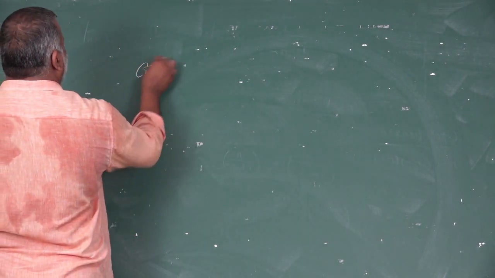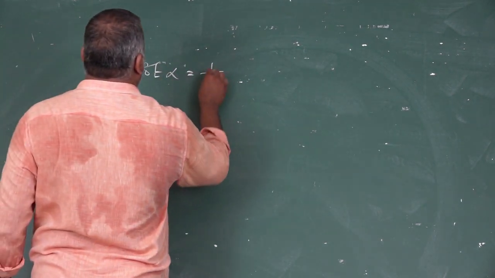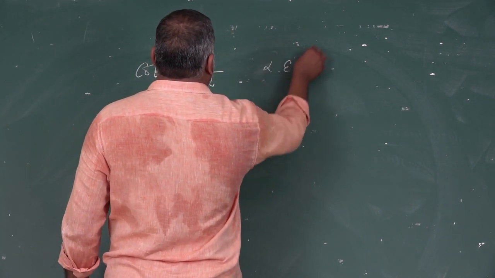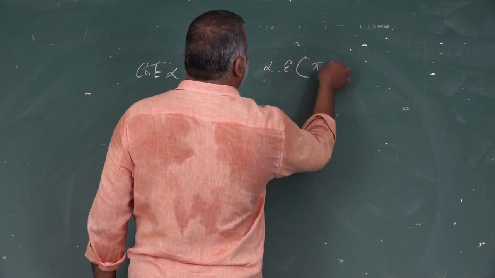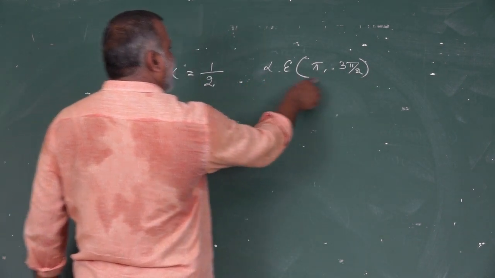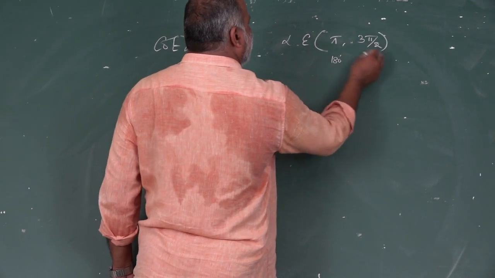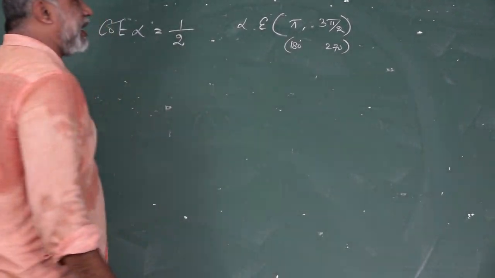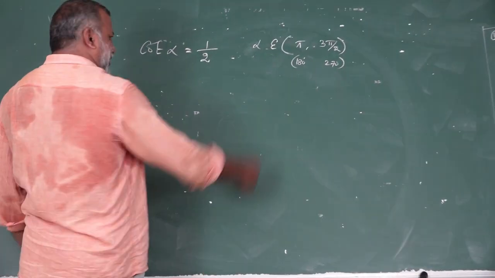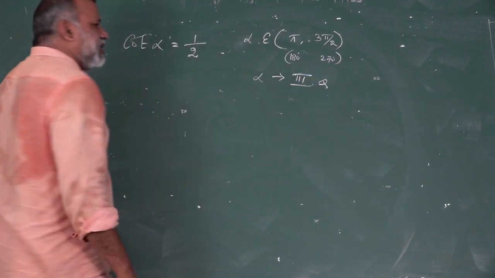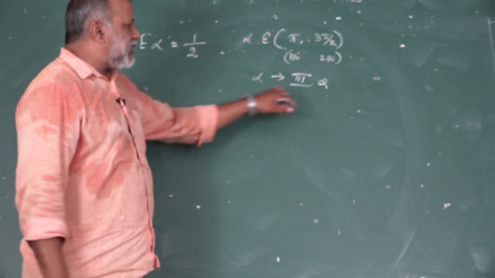The same type of question once again. See, cot alpha equal to 1 by 2. This is the given data. Here alpha belongs to the interval pi comma 3 pi by 2. Pi means we know 180, 3 pi by 2 means 270. That means alpha lies between 180 and 270, which is nothing but the third quadrant.